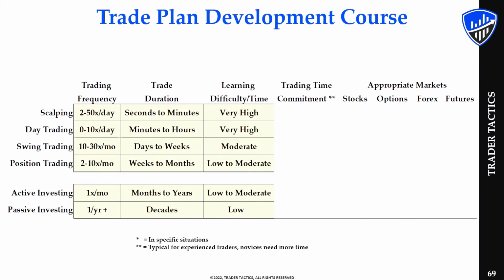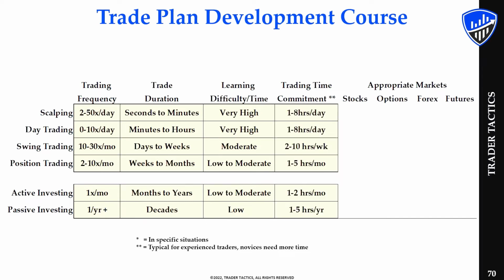Trading time commitment. Now, certainly this could vary, depending on your style and personality and how much time you have to trade. But in general, scalping and day trading, anywhere from 1 to 8 hours per day. At least the day traders that I know are only day trading for about 30 to 90 minutes, and that's it. They're done for the day. So yes, you could be there for 8 hours a day, or 6.5 if you're doing the stock market, but you don't have to. What I would suggest, make your money, get out of there. Be done. Swing trading, 2 to 10 hours per week. Position trading, 1 to 5 hours per month. And then your active and passive investing, very little time commitment involved there.